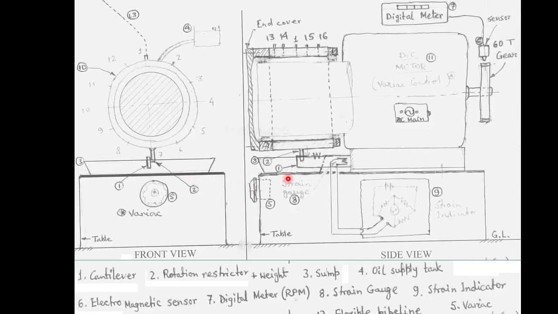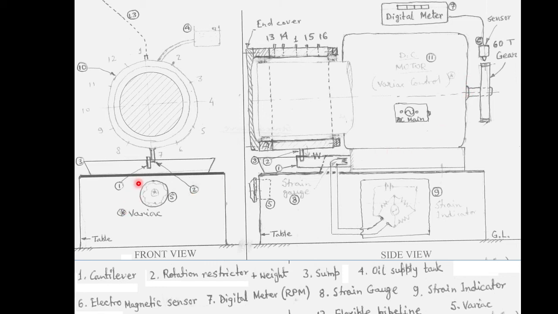Now you focus here. You see, this is the outer casing, okay? With this outer casing, some weight is there. The rotation of this outer casing is prevented by this cantilever beam. This item 1 is a cantilever beam. Item 2 is the rotation restrictor, plus weight is there. That weight part is not shown in the schematic. Now this is the variac controller, this is the motor, speed controller, these things we have shown.